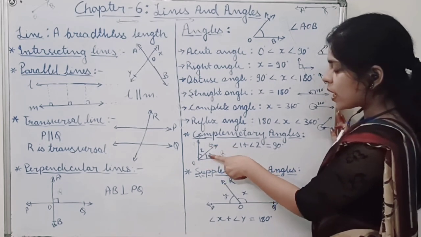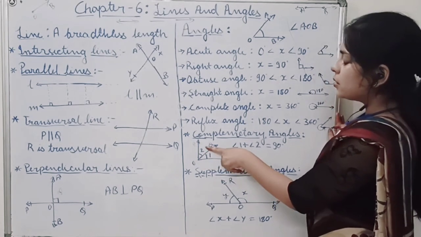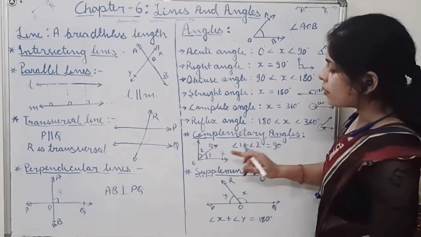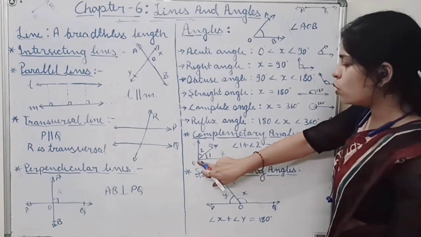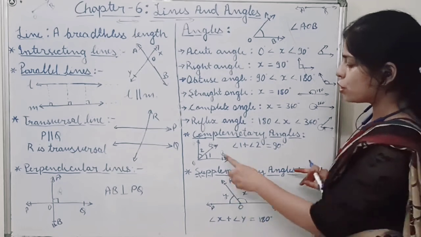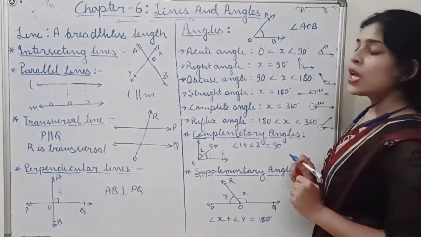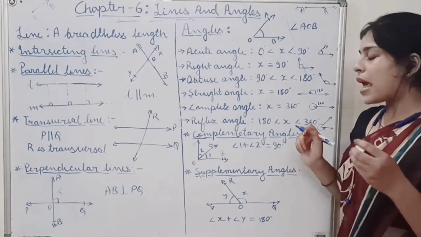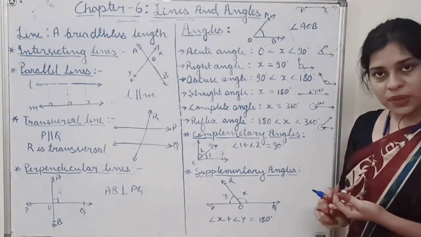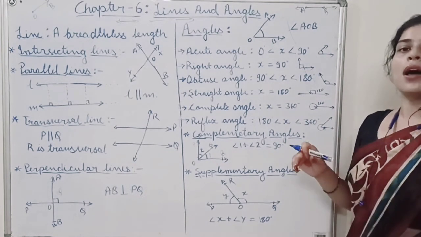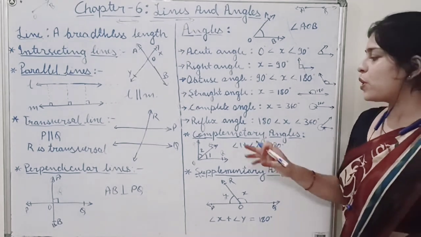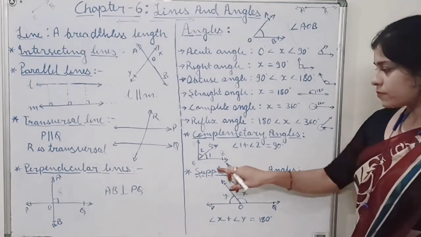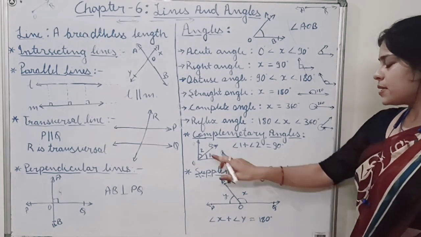Angle 1 and angle 2 have a common vertex O, and these two angles have one common arm also, which is OQ. And the non-common arms are OP and OR. Non-common arms are on different sides of the common arm, which is OQ. So adjacent angles are a pair of angles which have a common vertex, one common arm, and the non-common arms must be on the two different sides of the common arm. Okay. So angle 1 and angle 2 here are adjacent angles.